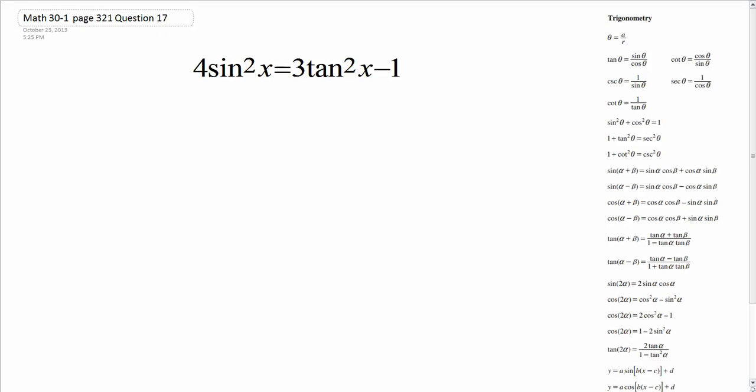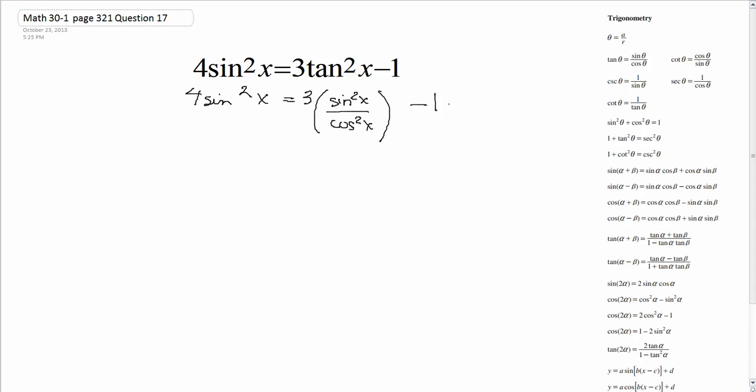The first thing I'm going to do is remove the tan and use tan is equal to sine over cosine. So here we go. I'm going to leave the 4 sine squared x the same. And this becomes 3 sine squared x over cos squared x minus 1.